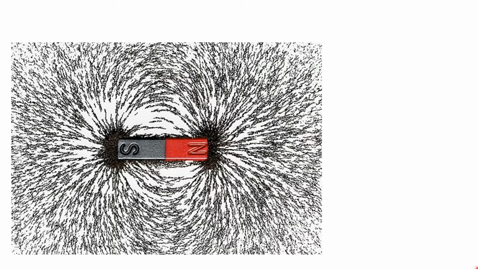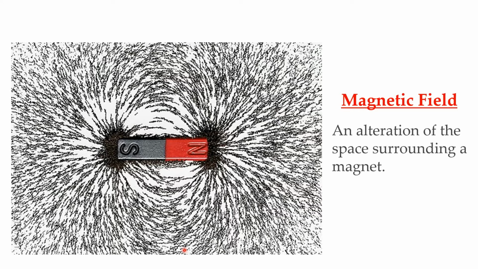When you spread the iron filings all around the magnet, you can see that it's not just right there close to the edge that this effect happens. You can see a definite pattern that's developed all around the magnet. What we're seeing is a representation of the magnetic field. And similar to an electric field, I'll define it as an alteration of the space surrounding a magnet.